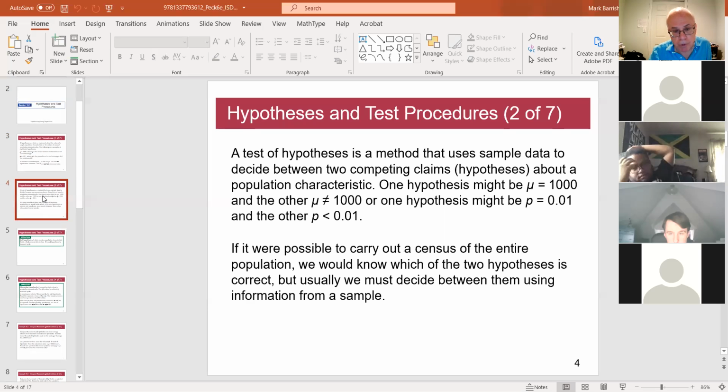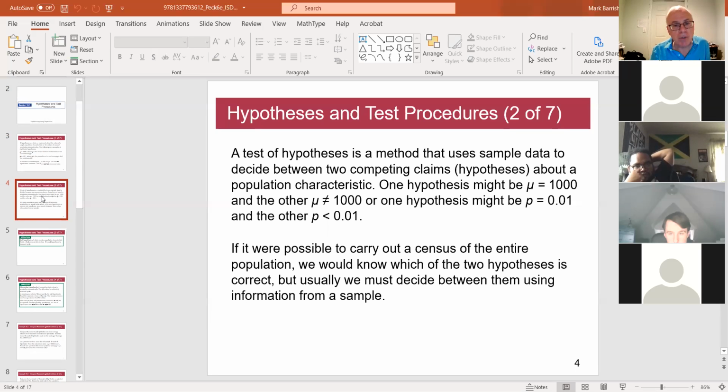There are two hypotheses basically that are going to be competing against each other in a hypothesis test. One of them is called the null hypothesis, and the other one's called the alternative hypothesis. So two hypotheses. Now, the alternative hypothesis is typically the researcher's hypothesis. And the null hypothesis is basically something like mu is equal to 1,000 or p is equal to 0.01. It's always equal to. There's always an equal to sign for the null hypothesis.